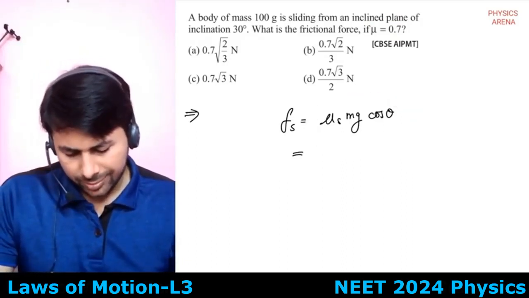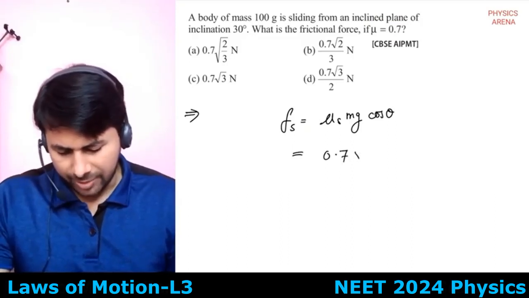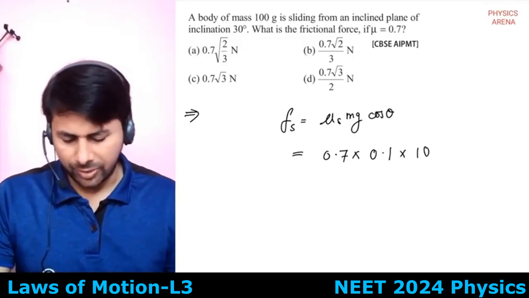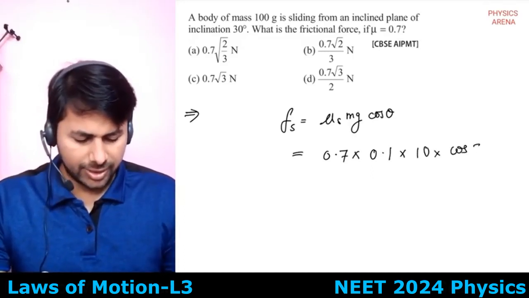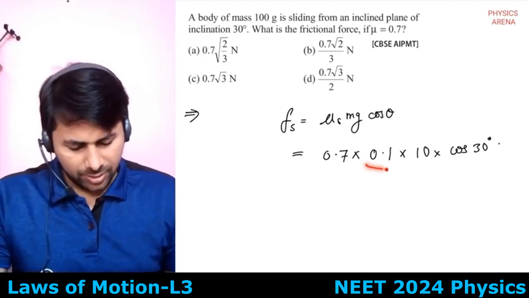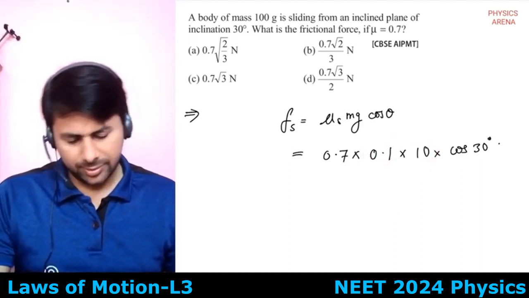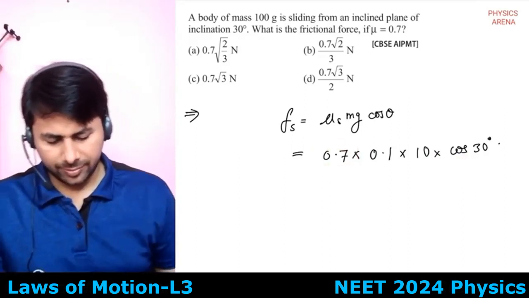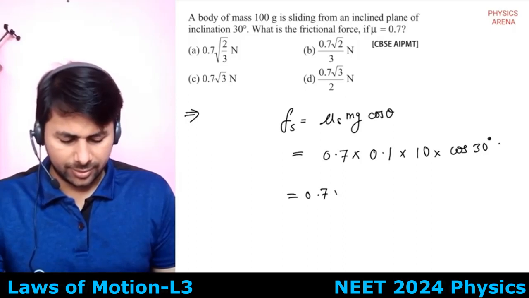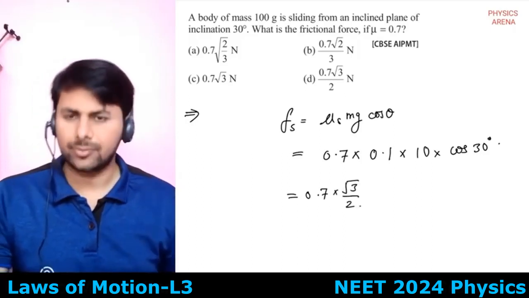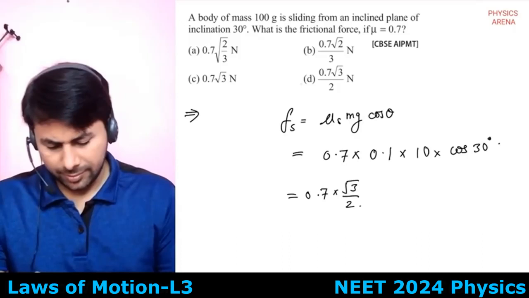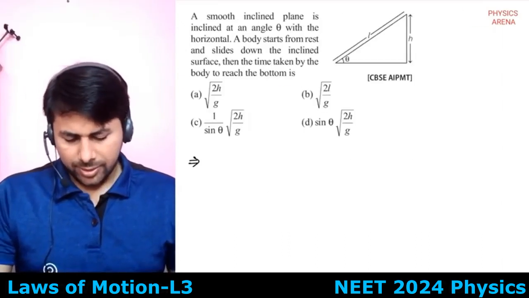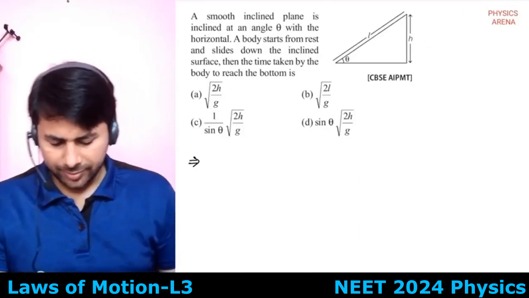So it is just 0.7 multiplied by mass, which is 100 gram, that is 0.1, multiplied by g is 10, multiplied by cos of theta, so cos of 30 degree. So 10 times 0.1 is 1, right? Root 3 by 2 multiplied by 0.7. Option D. So this was simple. Let's see the next one.